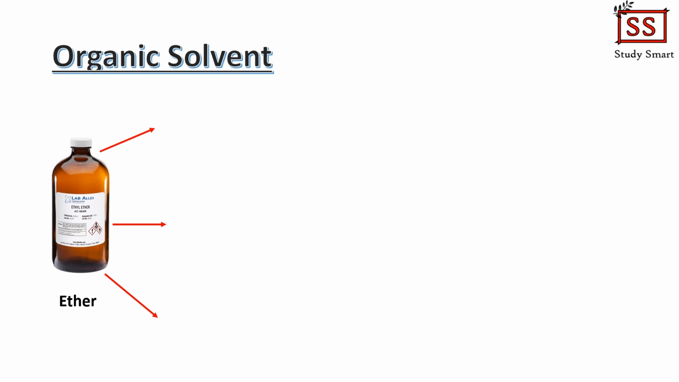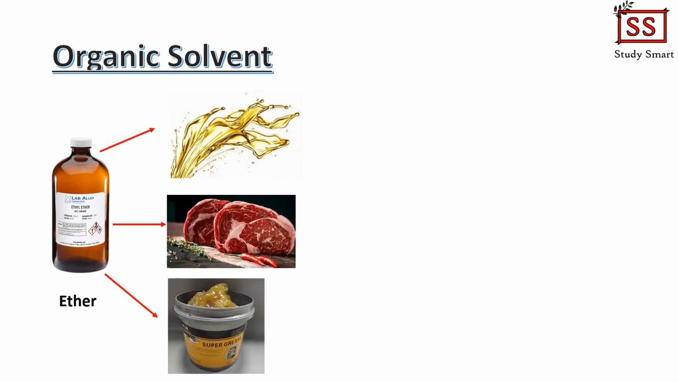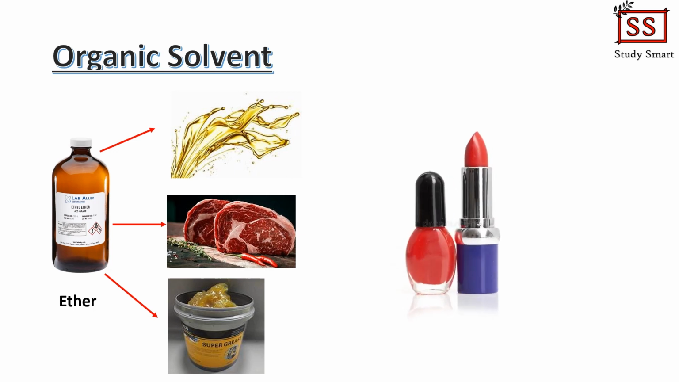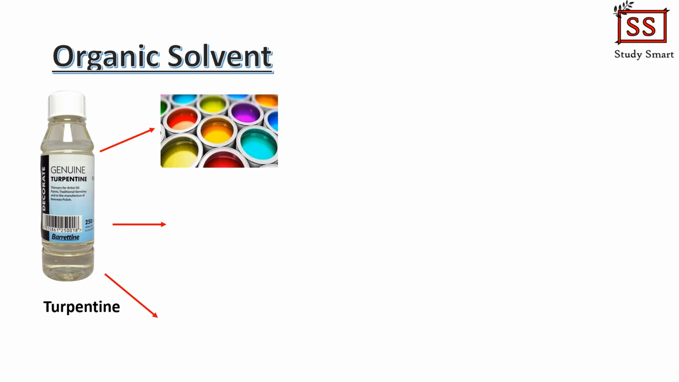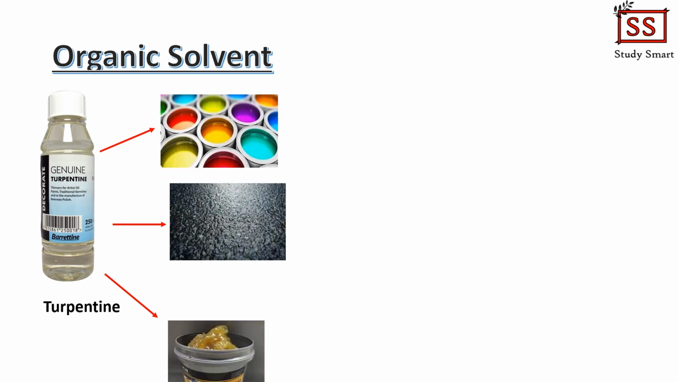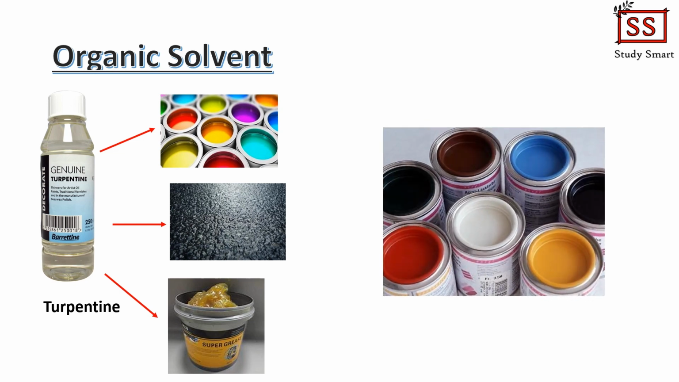The first example of organic solvent we have is ether. Ether can dissolve oils, fat and grease. Normally, ether will be used in the production of cosmetic products. Second organic solvent that we have is turpentine. Turpentine is used to dissolve paints, tar and grease. Turpentine normally used to dissolve paint for easier usage.